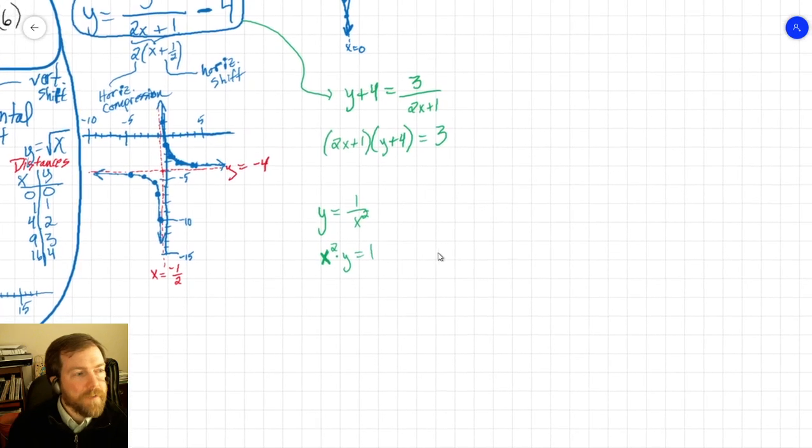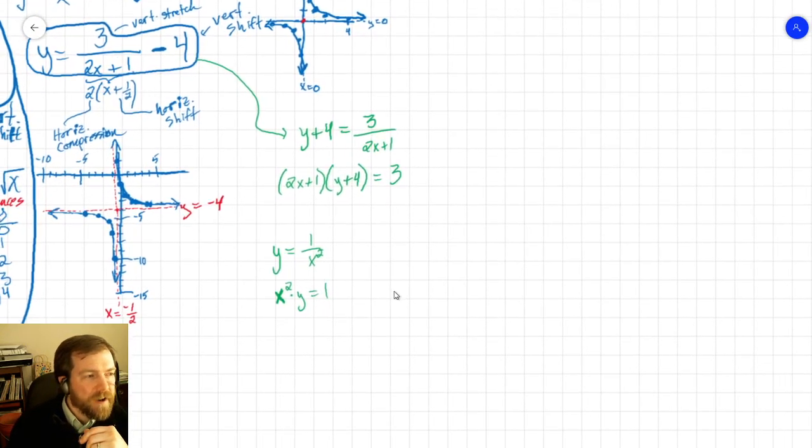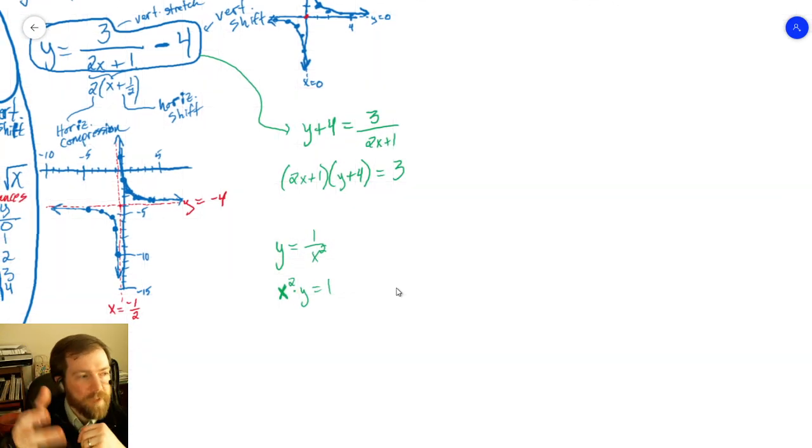All right, anyway. So to wrap up on this, anytime that you're doing function transformations like this, if you think of it in terms of distances, it makes it so much easier.